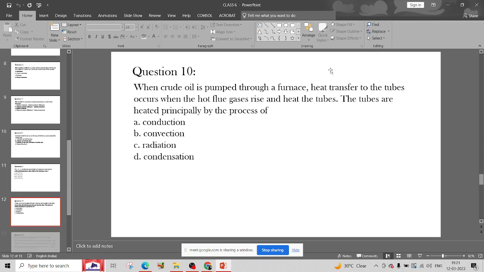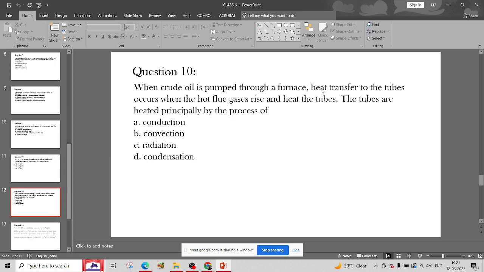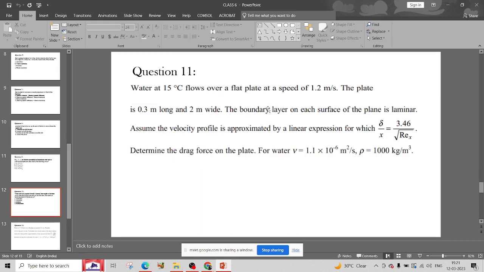Now question number 10. When the crude oil is pumped through a furnace, the heat transfer to the tubes occurs when the hot flue gas rises and heats the tubes. Tubes are heated principally because of the process of what? Process of convection. Now question number 11.